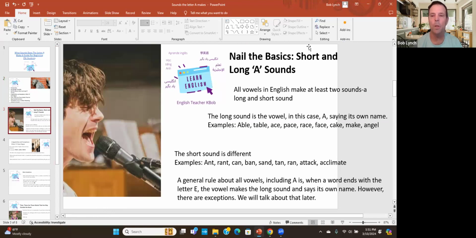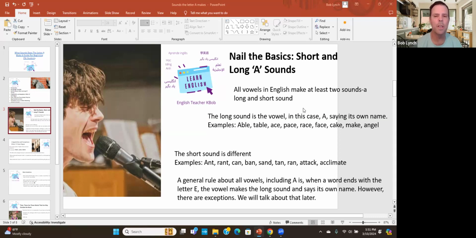So let's move my picture out of the way here. So, nail the basics, short and long A sounds. All vowels in English make at least two sounds, a long and a short sound. The long sound is the vowel, in this case A, saying its own name. Examples are able, table, ace, pace, race, face, cake, make, and angel. So the vowel says its own name, A. So you hear the letter A in those words.